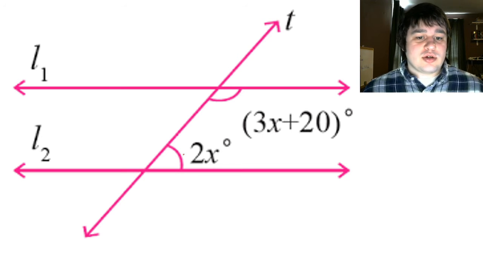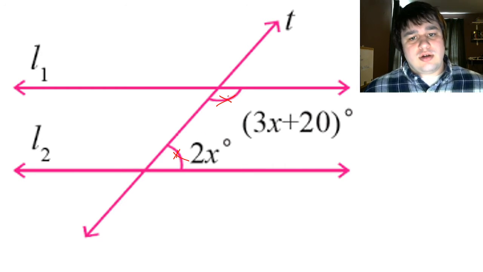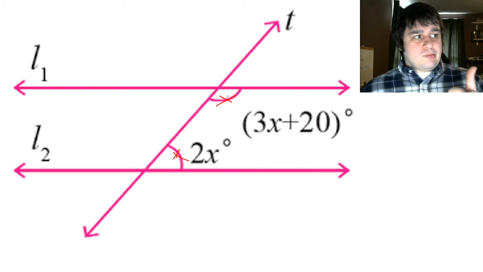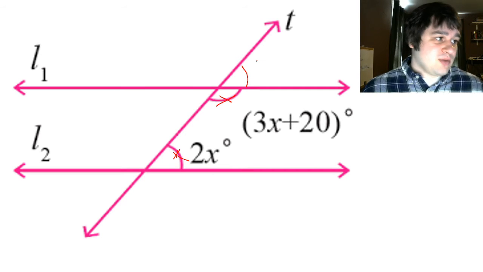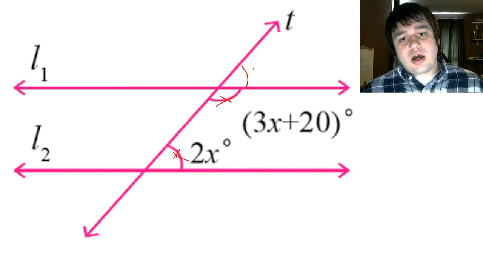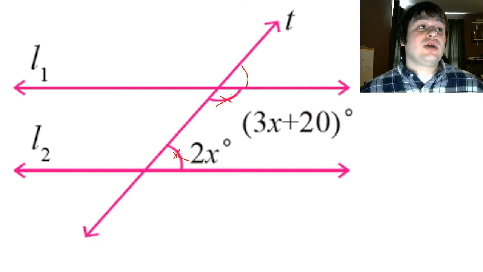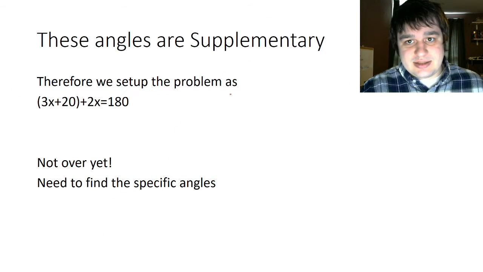Let's find out. So it's asking for this angle and this angle. All right. First thing we need to find out, are these angles congruent or supplementary? I'm going to focus on the 2x. Well, I know that this angle is congruent up here to 2x because of corresponding angles. So that means that this angle is supplementary. So now I know how to set up my equation to find out what x is.